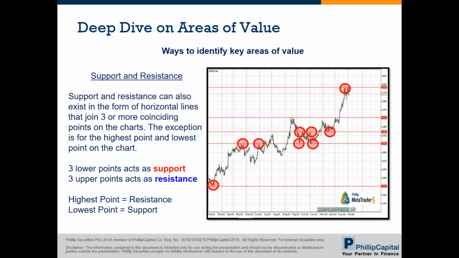Right, so how do you draw horizontal lines? To validate support resistance, you must ensure that there are at least 3 price points coinciding with that horizontal line to validate the support resistance.